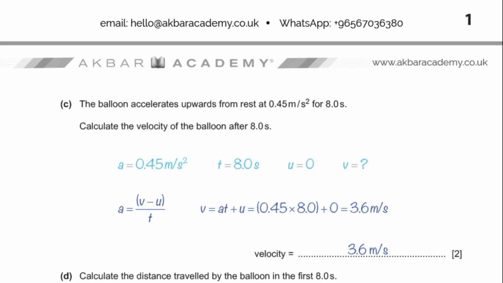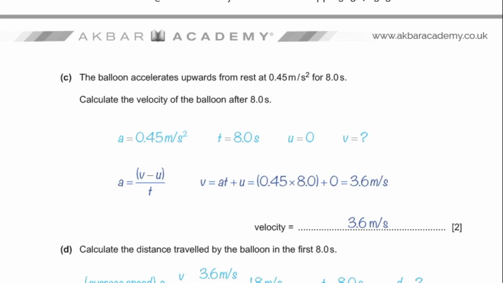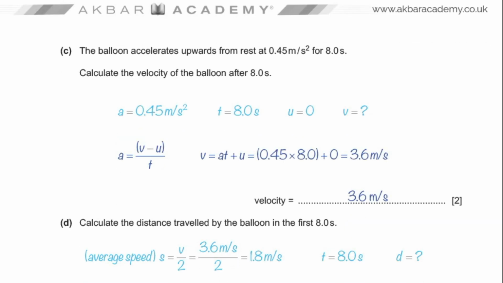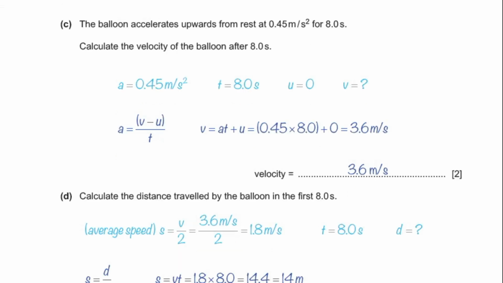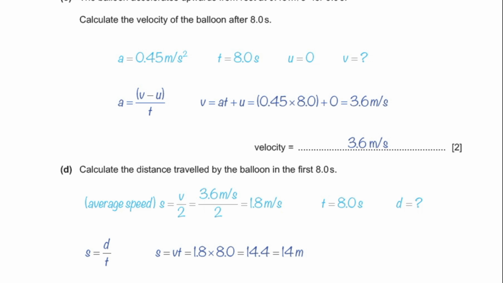Part D. Calculating the distance traveled. We are given time t equals 8.0 seconds. Final velocity v equals 3.6 meters per second. Distance d is unknown. Using the average speed method, average speed equals final velocity divided by 2. Substituting values, average speed equals 3.6 divided by 2, which equals 1.8 meters per second.